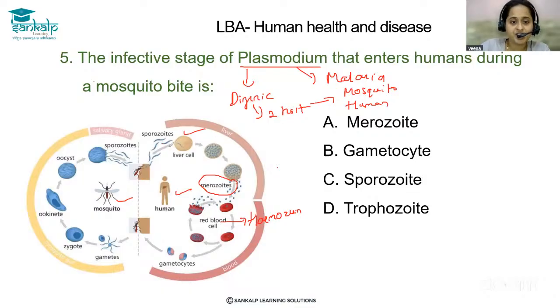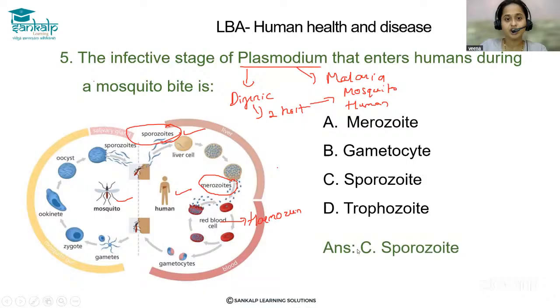So in which stage is it infecting the human? Here it is entering the human during the sporozoite stage. So the correct answer is option C, that is, it enters the human during the sporozoite stage.